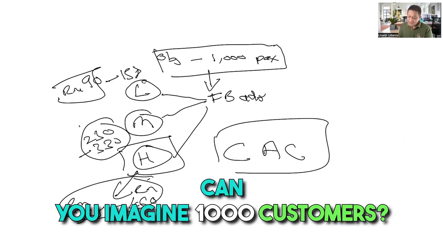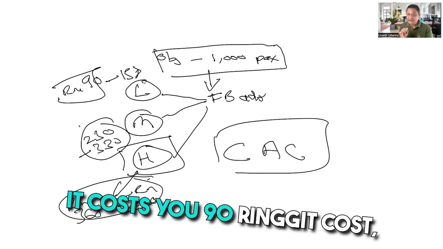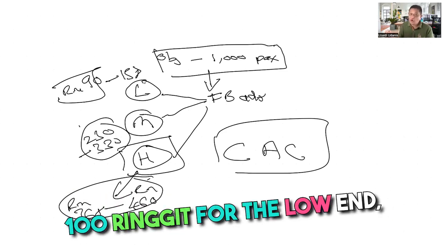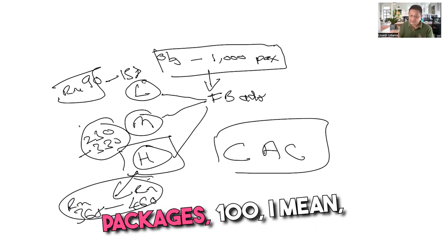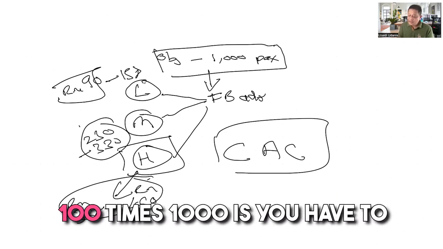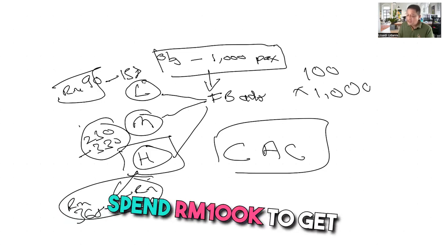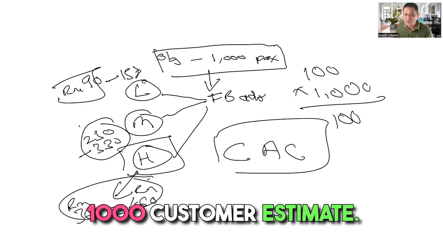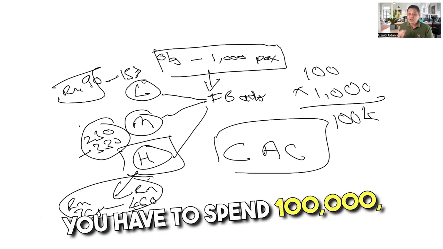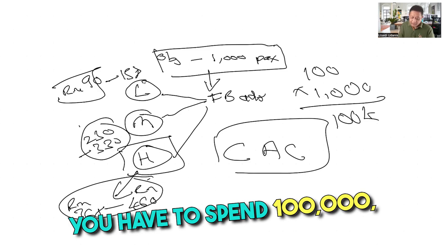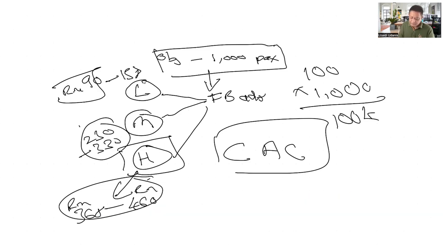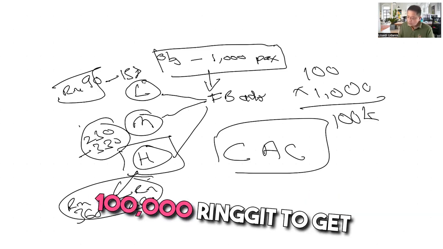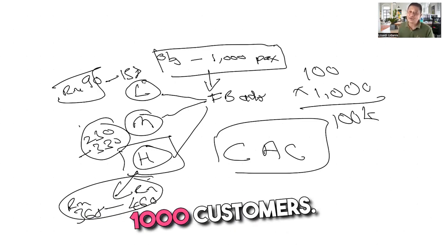Can you imagine 1,000 customers? It costs you, let's say, for example, 100 ringgit for the low end, for those who have special packages. 100 ringgit times 1,000, you have to spend 100K to get 1,000 customers. You have to spend 100,000 ringgit to get 1,000 customers.